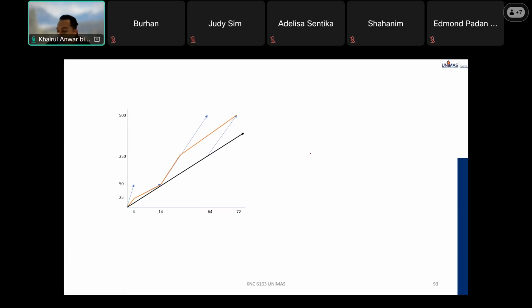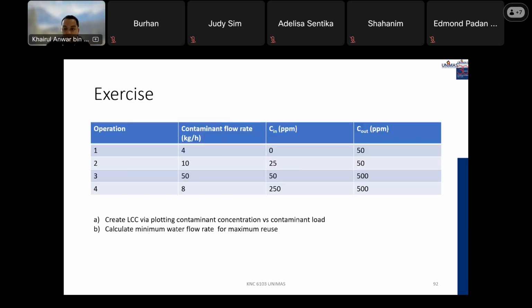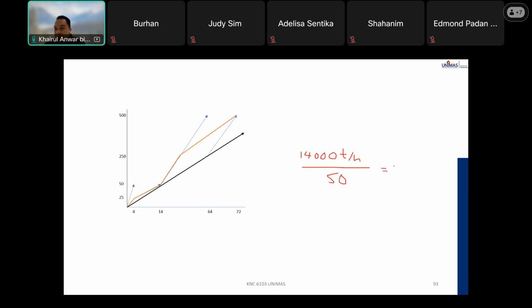Yes. 14,000, after the unit changes, divided by 50. So we get 280 per hour. This is the pinch. 15, 50.